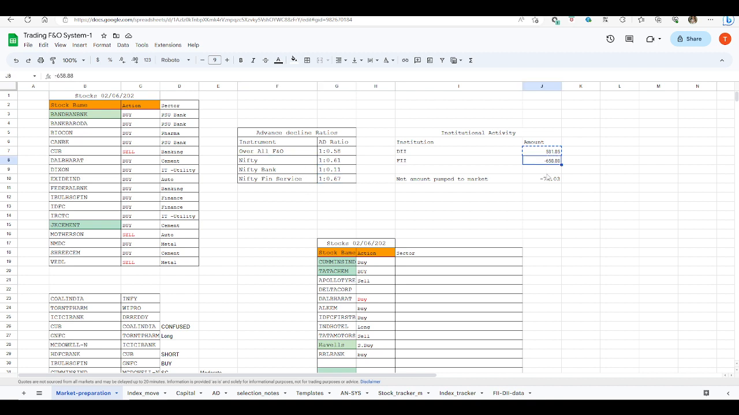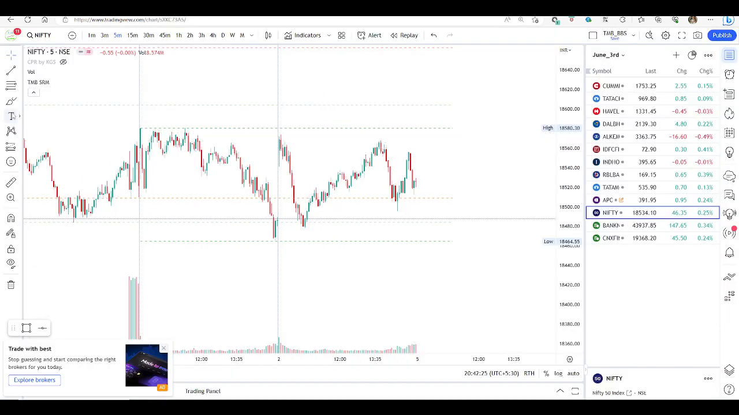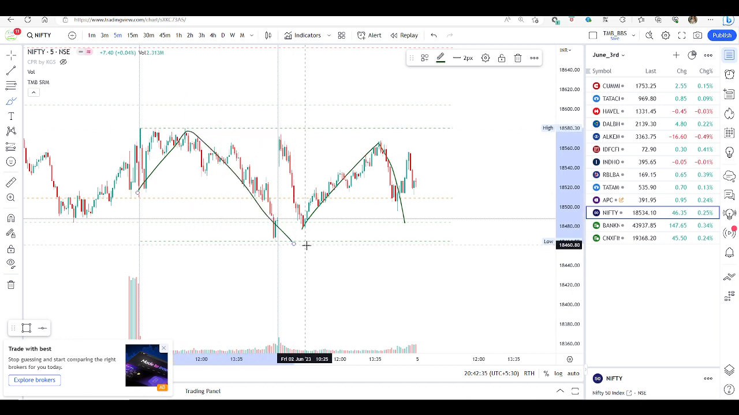If we see the FIIs and DIIs data, overall 77 crores has been taken out from the market. That means in the morning time, the FIIs are trying to take the market up, and the DIIs are coming and bringing it down. Most of the time it is happening like this. FIIs are trying to take the market up and DIIs are trying to bring the market down.